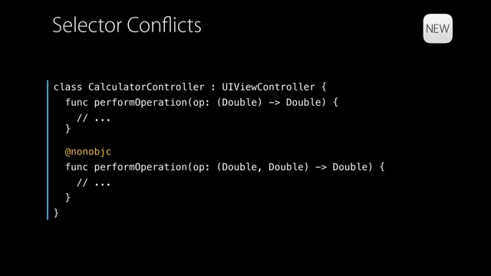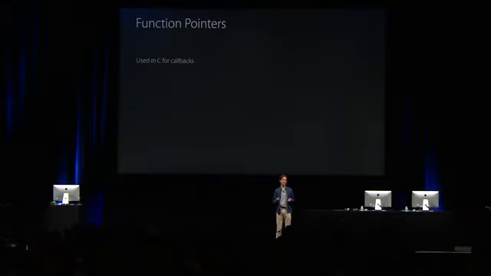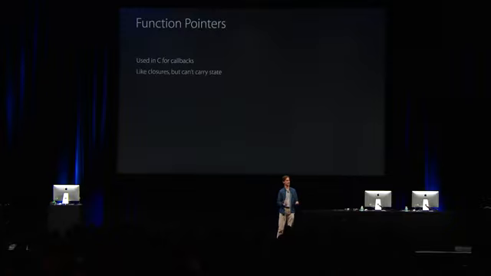So that's a fair amount about Objective-C and methods, but how about something lower level? Let's talk about C. So there are a few people in this room that are really happy that we have a slide called function pointers. A function pointer is what C uses for callbacks. That means that they're kind of like closures, but they can't carry any additional state with them.